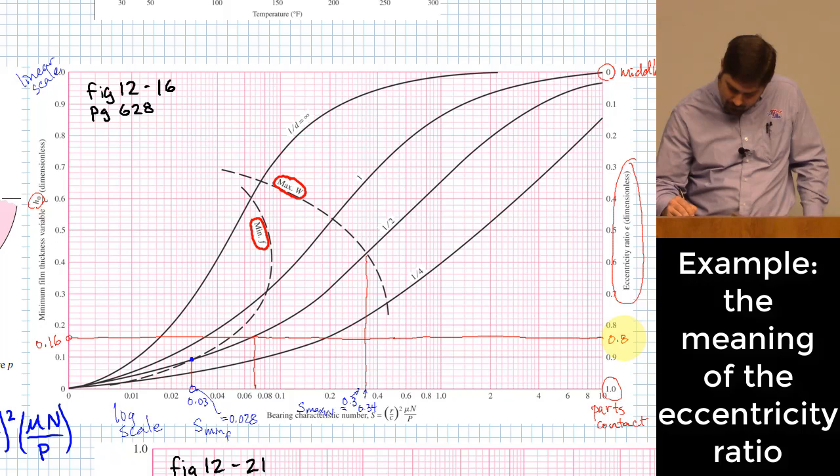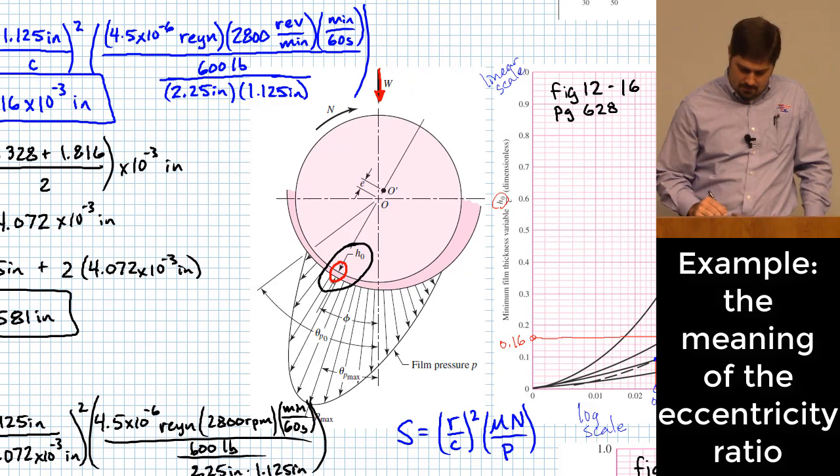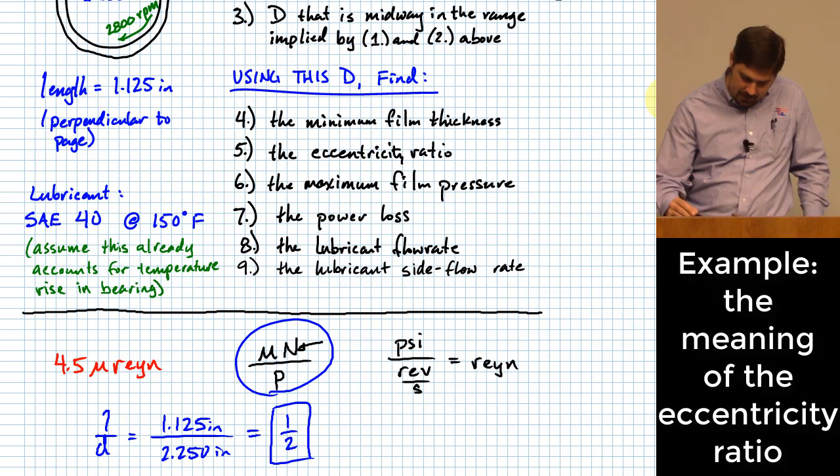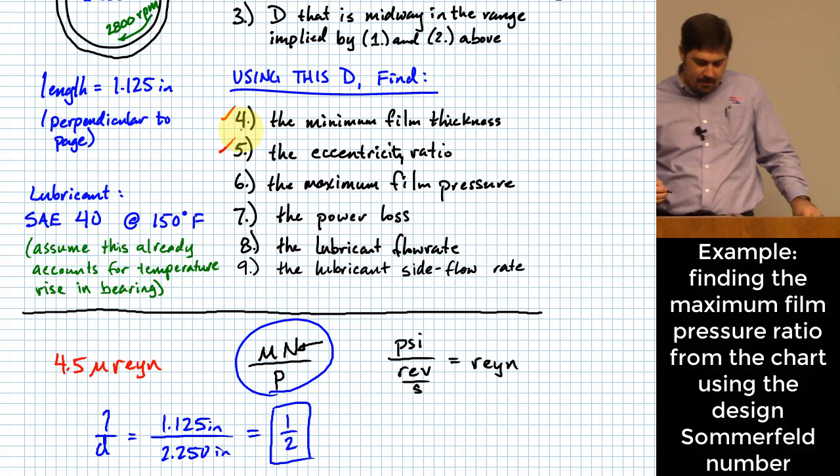All right, any other questions? All right, so now let's check through here. We found minimum film thickness, eccentricity ratio. What about maximum film pressure?